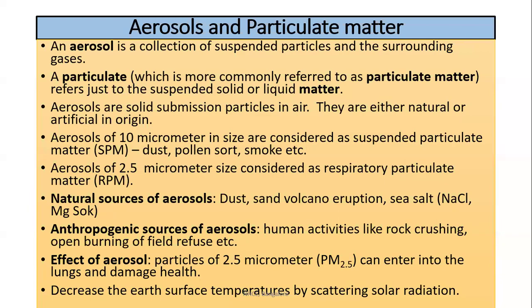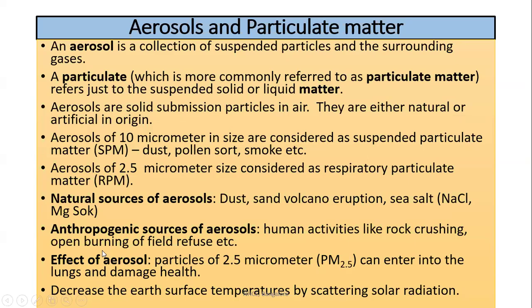So what is aerosol and particulate matter? Aerosol is a collection of suspended particles in the surroundings. Particulate matter is suspended solid or liquid matter. Generally aerosol of 10 micrometer size is called suspended particulate matter, which is called SPM. Aerosol of 2.5 micrometer is called RPM, respiratory particulate matter. So RPM particle size is very small. It can go to the respiratory system.